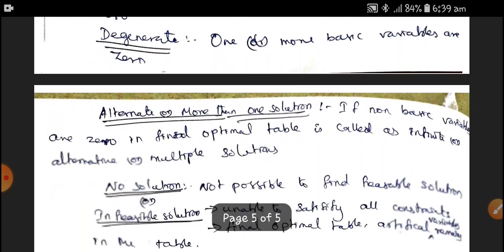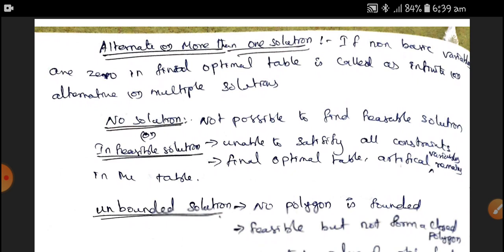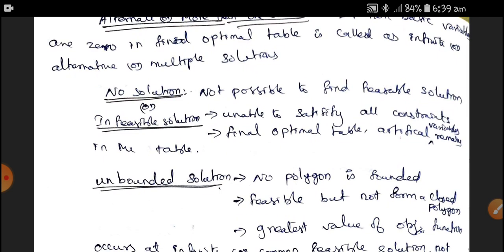Next is the alternative solution. Alternative solution means it has more than one solution. We can use an alternate solution. It has multiple solutions. If the first solution is not feasible, we can go with the second solution. Like that, if non-basic variables are zero in the final optimum table, it is called an infinite or alternative solution, having multiple solutions.